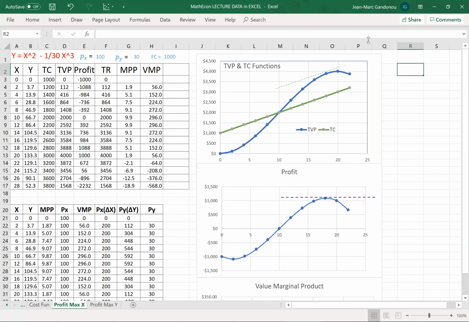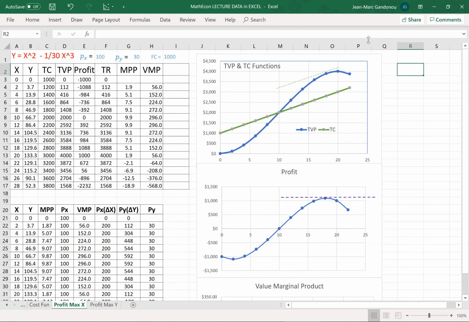Hello, this video will cover chapter 3, that is about profit maximization. More specifically, we'll be talking about allocation of one variable resource: how do you allocate one variable resource, and how you can use Excel to derive the functions and to find graphically what you can also find mathematically.